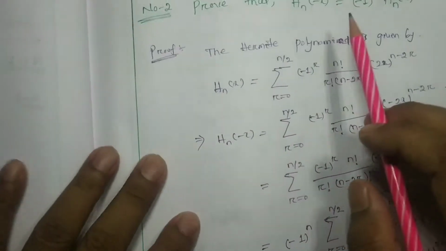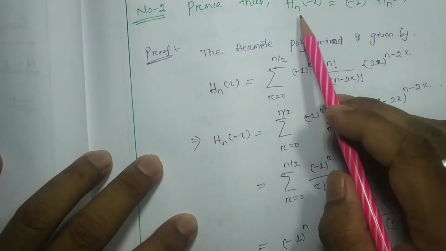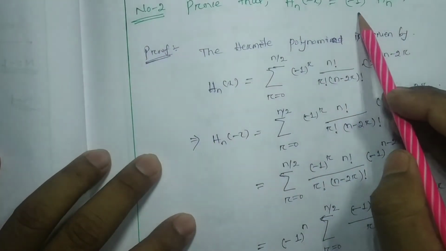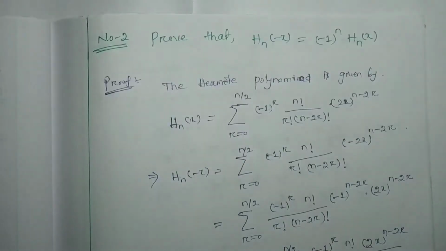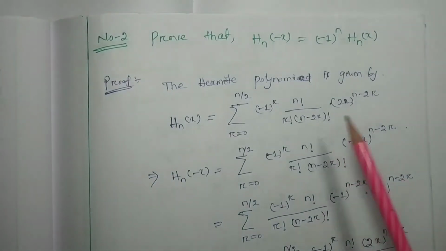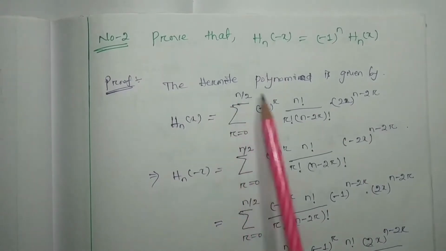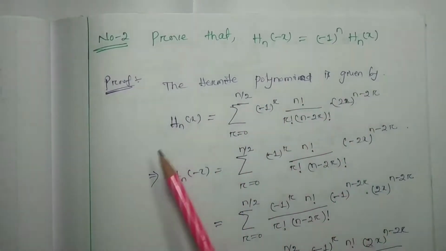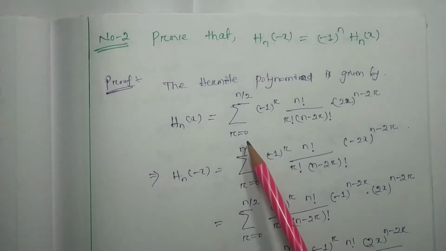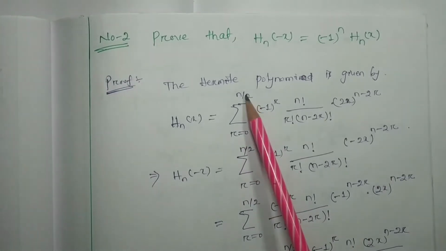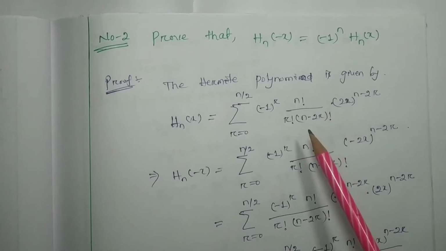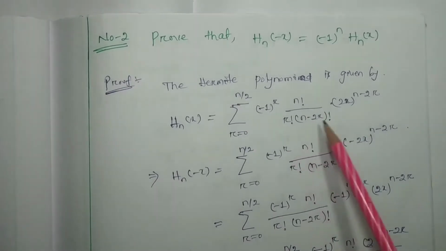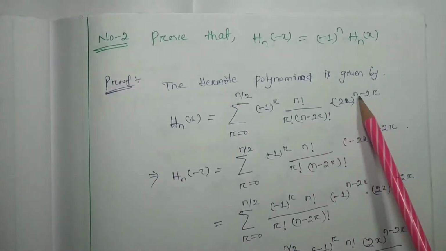The next question is that we have to prove H_n(-x) equal to (-1)^n H_n(x). Okay, so how do we have to prove it? We have to consider the Hermite polynomial, which is given by H_n(x) equal to the sum over r equal to 0 to n/2 of (-1)^r n!/(r!(n-2r)!) times (2x)^(n-2r).